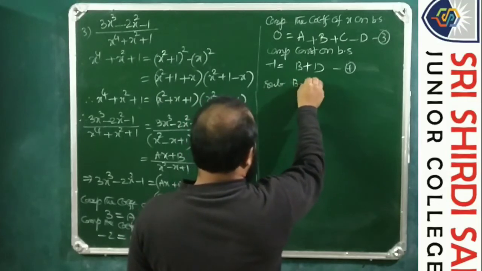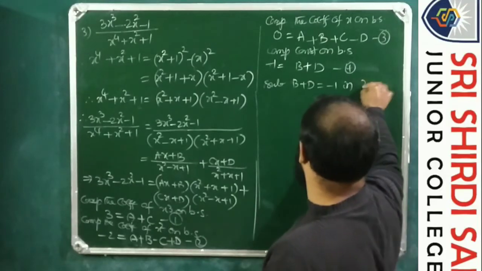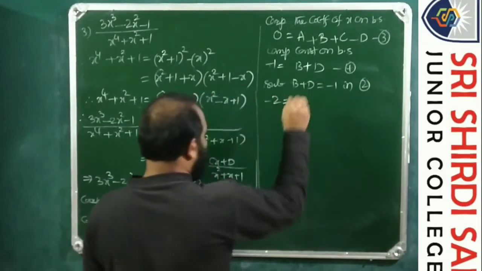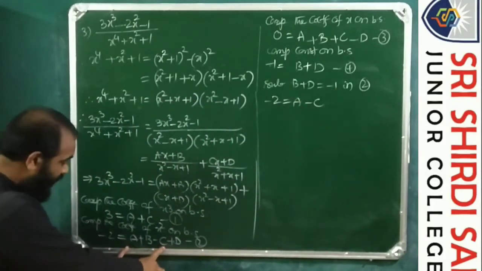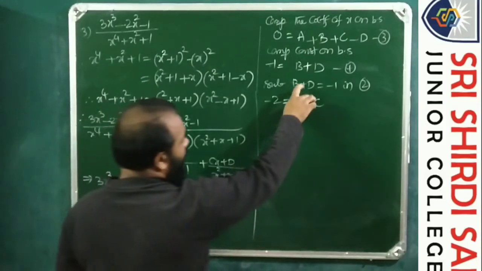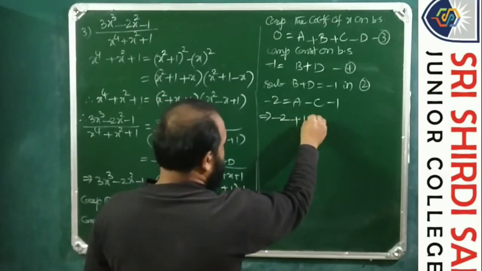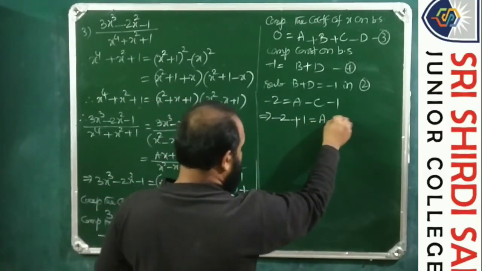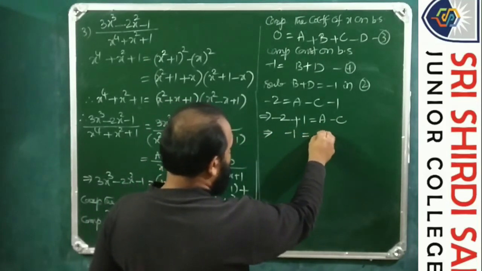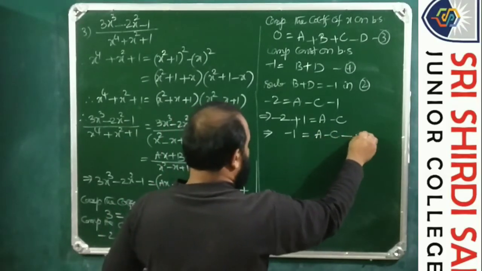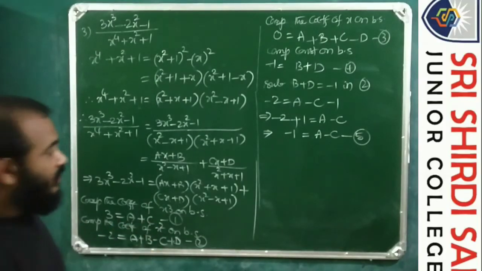Substituting b plus d equals minus 1 in the second equation, then we'll get minus 2 is equal to a minus c. Here in the place of b plus d, I'll take it as minus 1. Minus 2 plus 1 is equal to a minus c. So minus 2 plus 1 is minus 1 equals a minus c. Let us suppose that this is the fifth equation. The first equation is 3 equals a plus c.